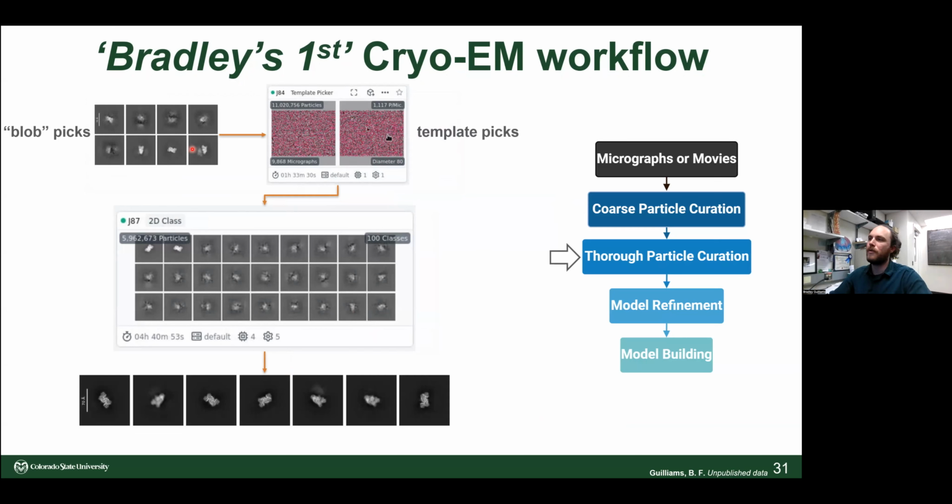I take those blob picks. I've learned that I can use them in a template picker. The template picker is going to pick a bunch of particles. And again, with some trouble, I get classes that look okay, right? I can see some secondary structure in these classes, right? Keep in mind, I'm a chemist, right? I don't know any better. This is my first cryo-EM workflow.